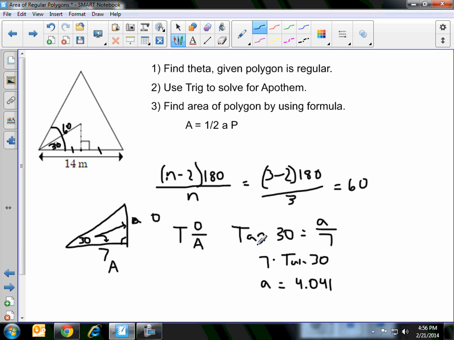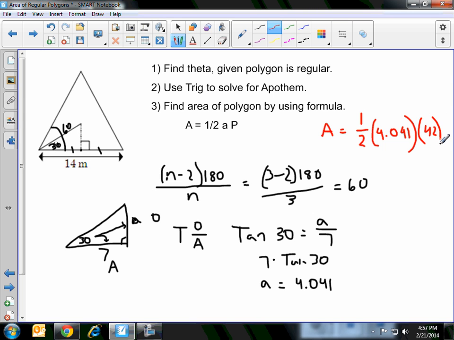Now I'm going to figure out my side length to help me figure out the perimeter, and then I'm able to solve for the area. All right, so my area, let's use a different color here. My area is equal to 1/2 of my apothem, 4.041, multiplied by the perimeter. So 14 plus 14 plus 14. If you need some help, you certainly can use the calculator. That is 42.